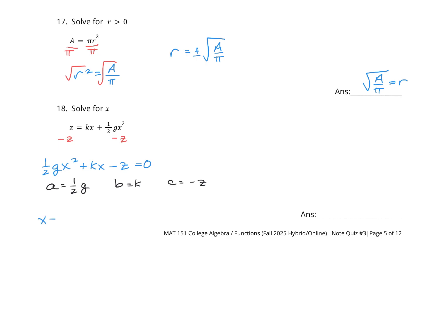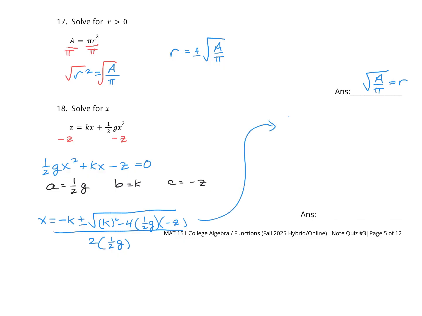So my solution x is going to be negative b, so negative k, plus or minus the square root of k squared minus 4 times the a, which is 1/2 g, times the c, which is negative z, all over 2 times the a, which is 1/2 g.